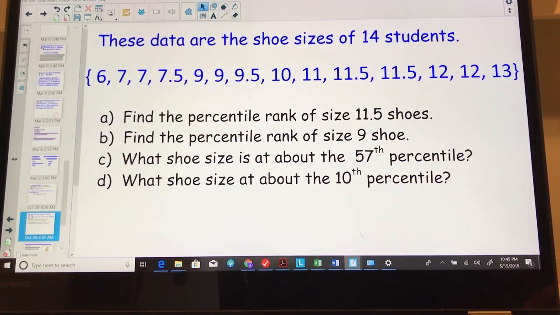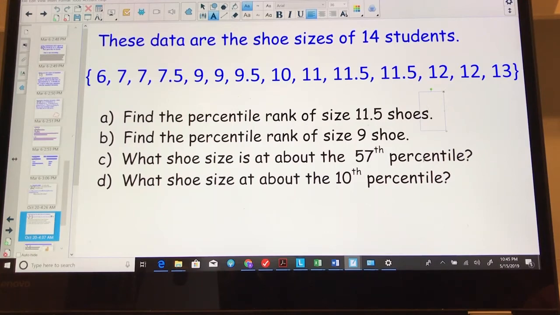If you take a look here, we've got these shoe sizes of 14 students. You're going to find the percentile rank of size 11.5 shoes. So what you do to find that is you count how many pieces of data are below 11.5. So that's 1, 2, 3, 4, 5, 6, 7, 8, 9. And you divide that by 14. So that's going to be 9 divided by 14 would be your percentile rank there. Okay, then the percentile rank of size 9 shoes. 1, 2, 3, 4 divided by 14.